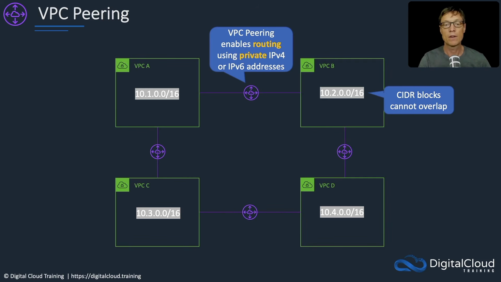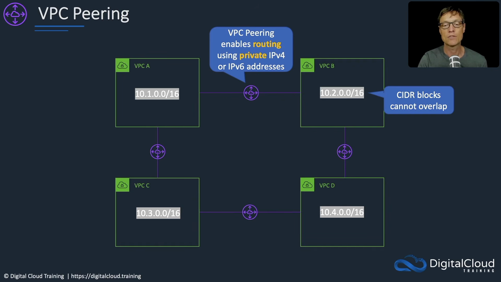But the problem with VPC peering is it doesn't support transitive peering. Now what that means is, let's say we have resources in VPC A and it has a peering connection with VPC B. VPC B then has a peering connection with VPC D. So does that mean that VPC A can communicate with resources in VPC D by going via the VPC B? Well, no, it doesn't work. Transitive routing doesn't work.